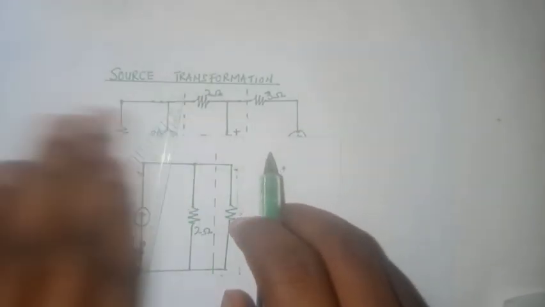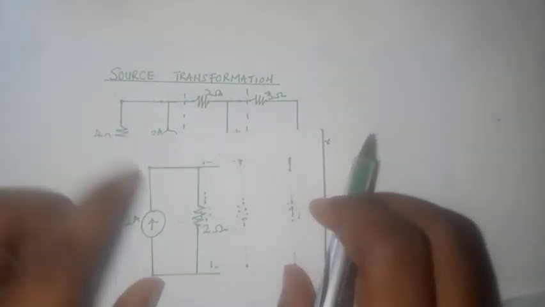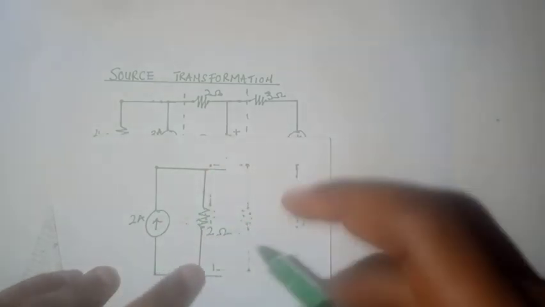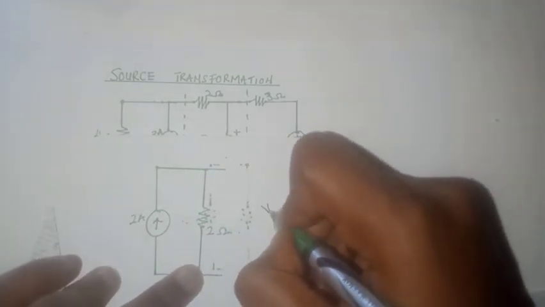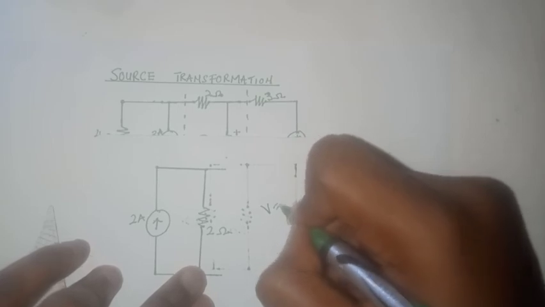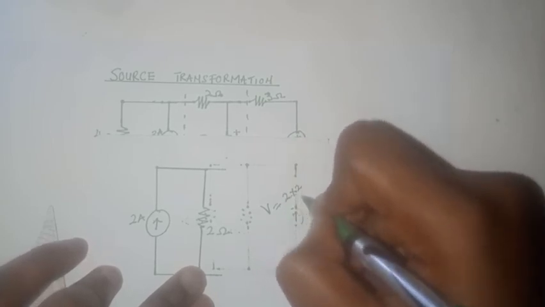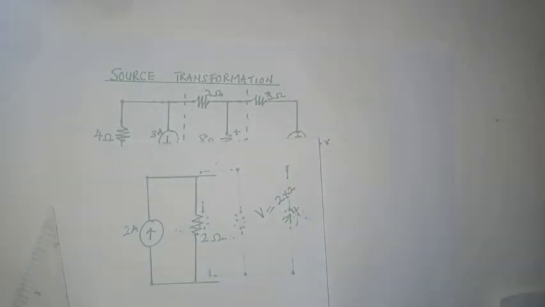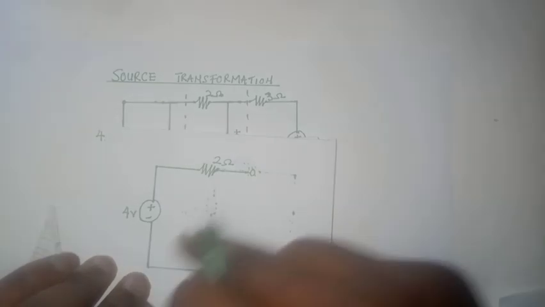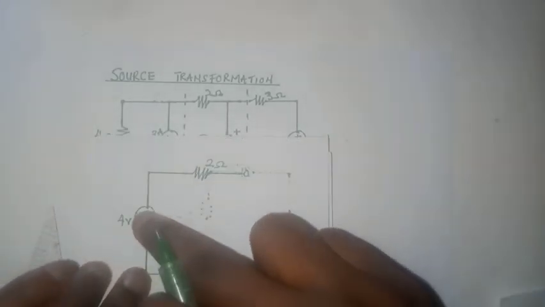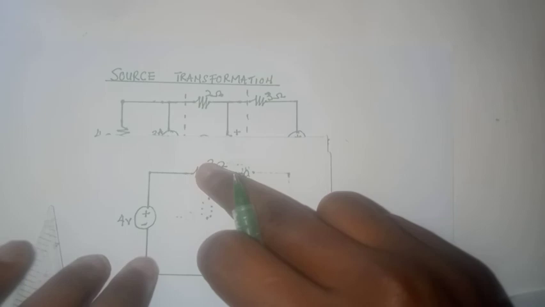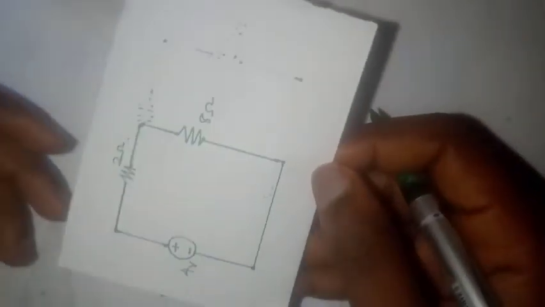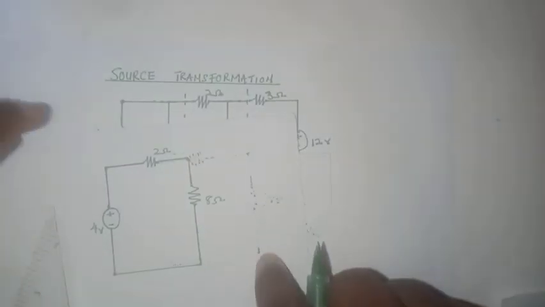Okay, and then with this information, we can then cut off this part again and do a source transformation on this side. If we do that, the circuit will look something like this, and then the voltage that we have to connect in series with the 2 ohm resistor would be 2 times 2, which would be equal to 4 volts, and then we would have a setup like this, where we have a 4 volt power source in series with a 2 ohm resistor, and then the circuit would look something like this.